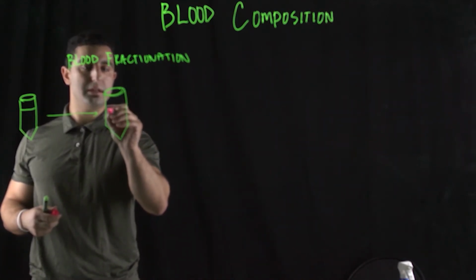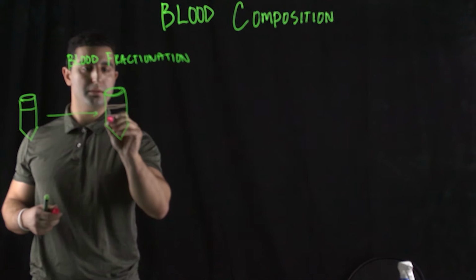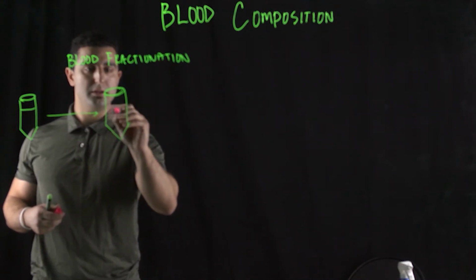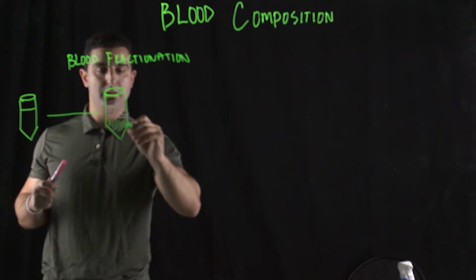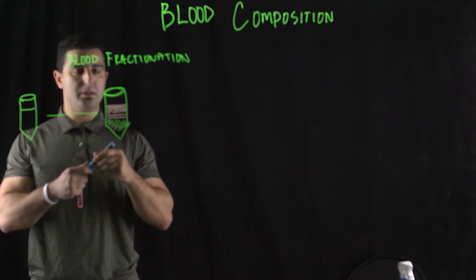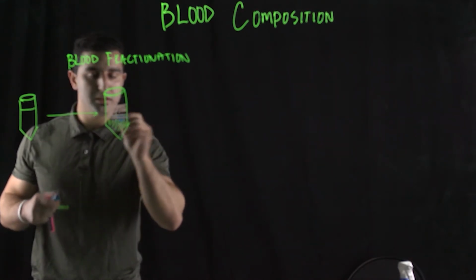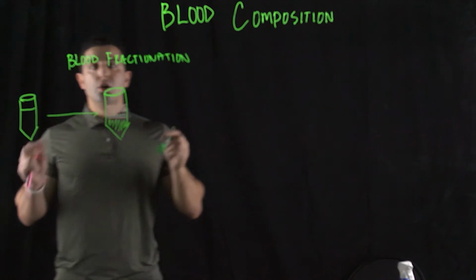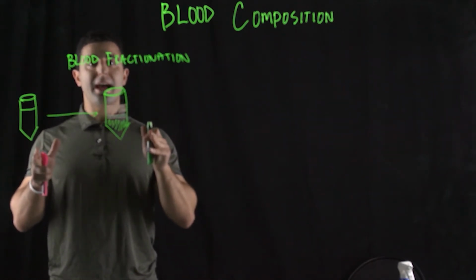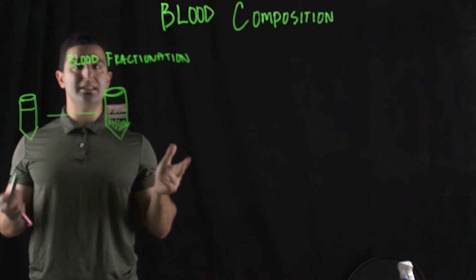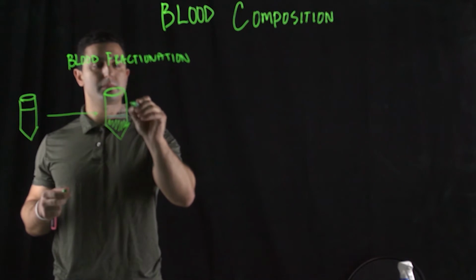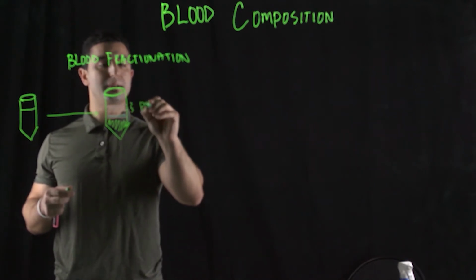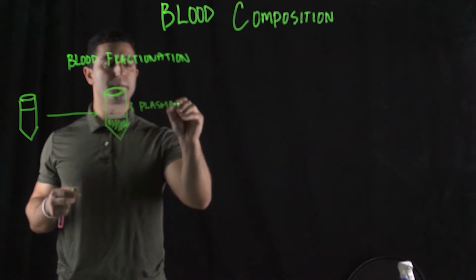Here you have one layer here, one layer here at the bottom, and another tiny thin layer here. And what are these layers? Each layer has its own specific types of proteins and cell types. The least dense at the top, we call the plasma layer.